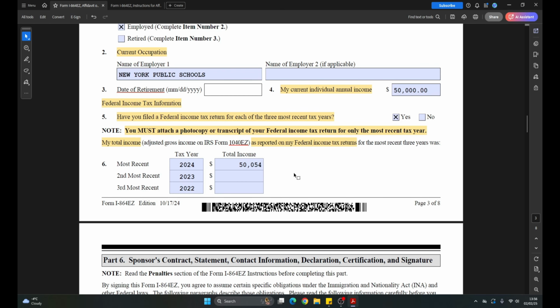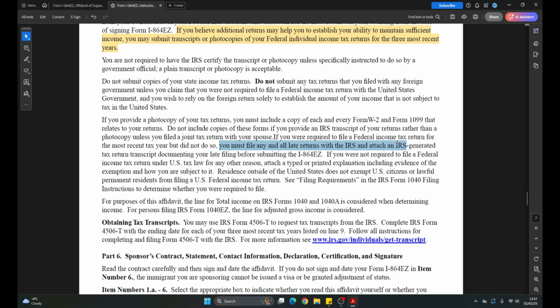Also, USCIS does not accept tax extensions, so if you are submitting this form after the tax filing deadline, USCIS will make you provide 2024 returns as your most recent year. They will not accept tax filing extensions. You must file all late returns and provide them with a transcript from the IRS.